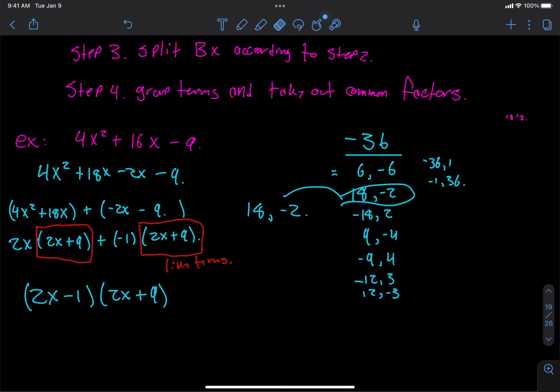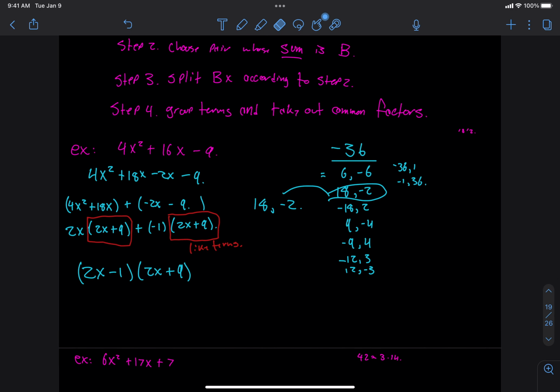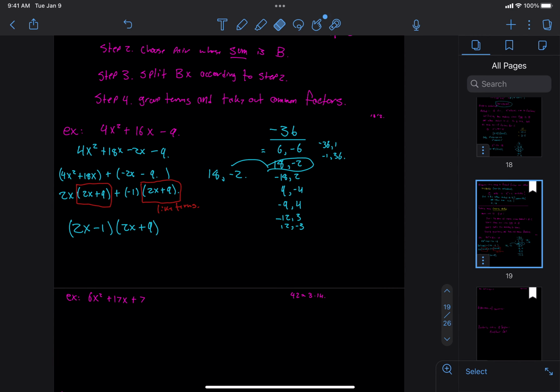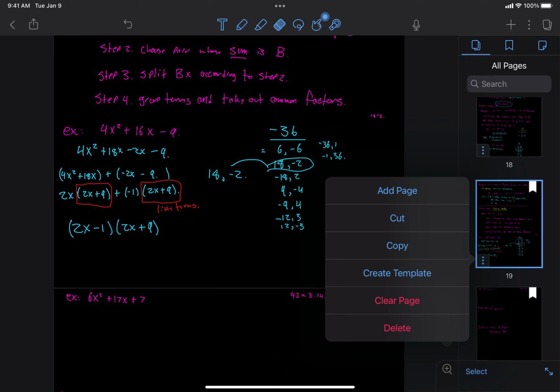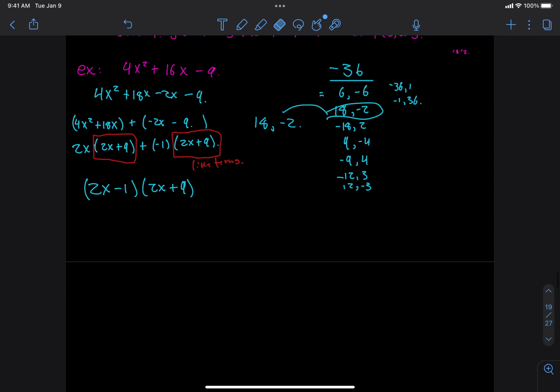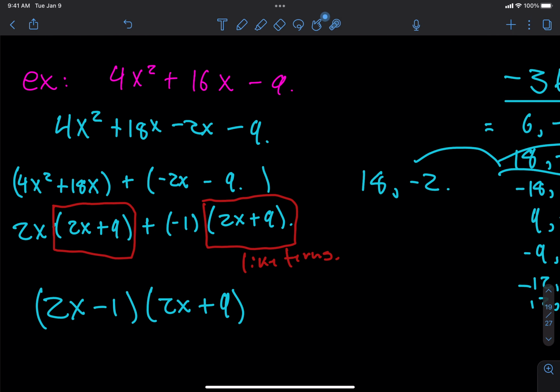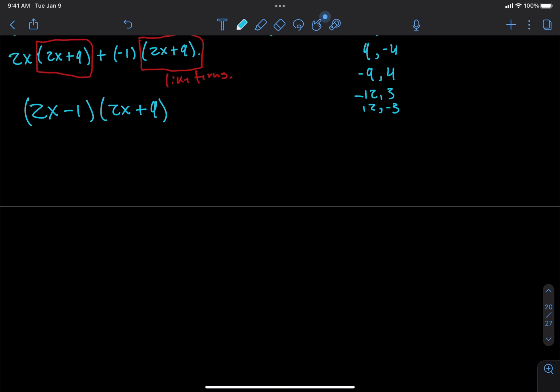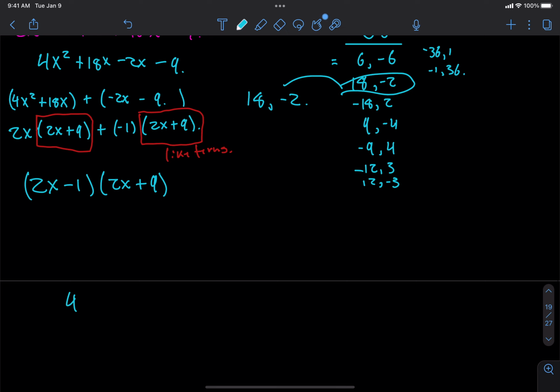No questions? Okay, let me show you how it works when you do it the other way, because I know there's probably somebody out there in the class who, when I got to this step and I said I'm going to split it as 18x minus 2x, said, why can't you split it as minus 2x plus 18x? And the answer is that you can split it that way, and let me show you how it would work. We would get 4x squared, so this is OR. We could do 4x squared minus 2x, and then plus 18x, and then minus 9.